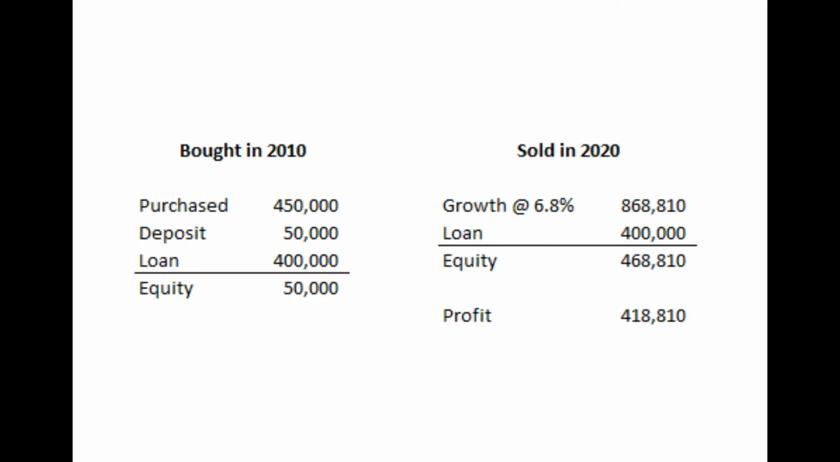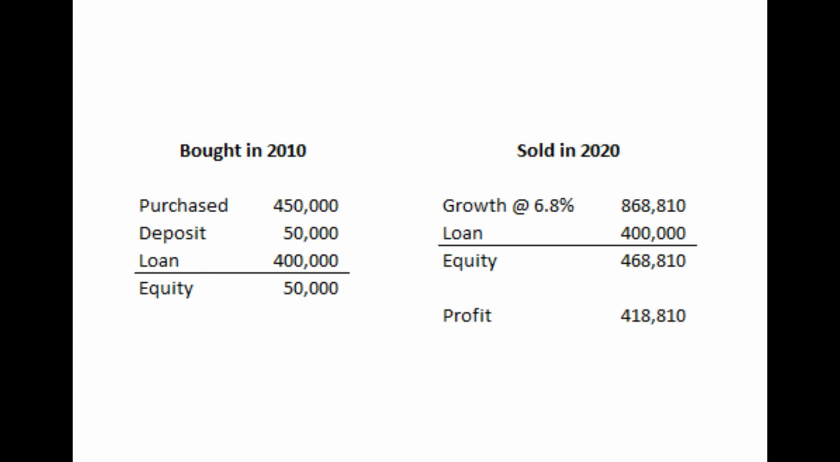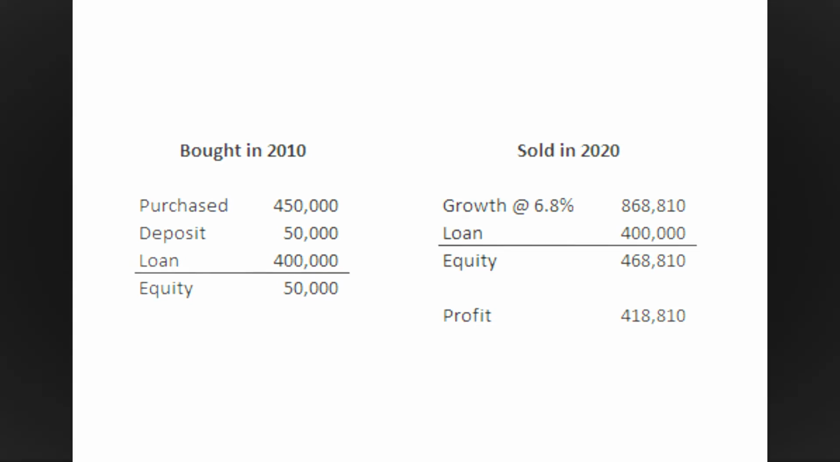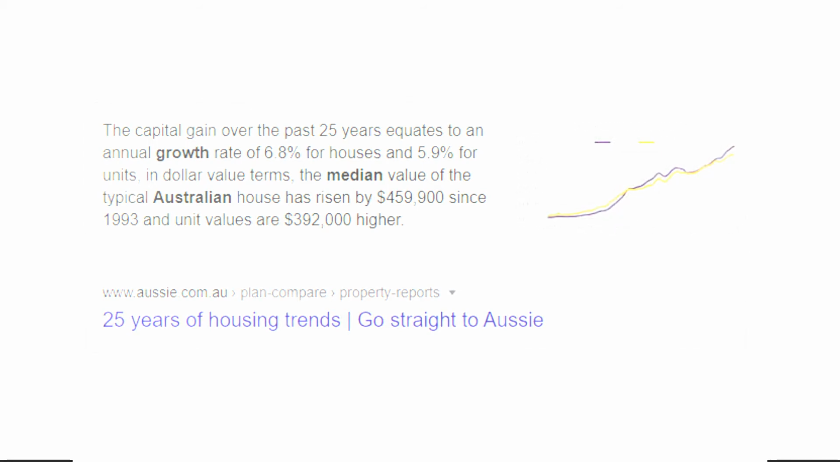So in this example here, we can see if you bought a house in 2010 for $450,000 with a deposit of $50,000, that means you had a loan of $400,000 and also equity of $50,000. Now, if you sold this house 10 years later, and there was growth at 6.8%, which has been the average growth rate over the past 25 years, according to Aussie Home Loans. So we can see here, the capital gain over the past 25 years equates to an annual growth rate of 6.8% for houses and 5.9% for units in dollar value terms.